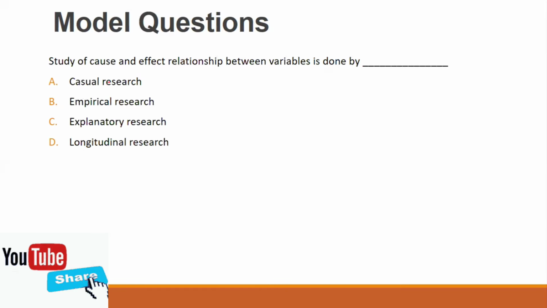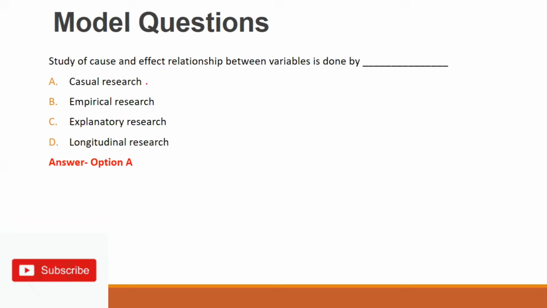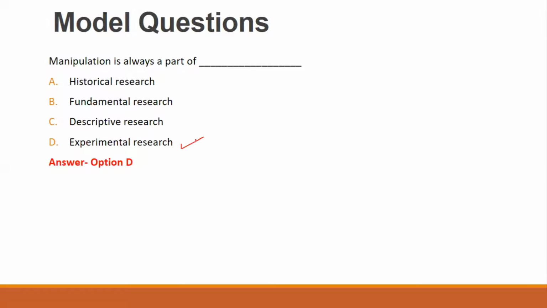Next, the study of cause and effect relationship between variables is done by causal research. Manipulation is always a part of which research? That is experimental research. With this we will wind up.